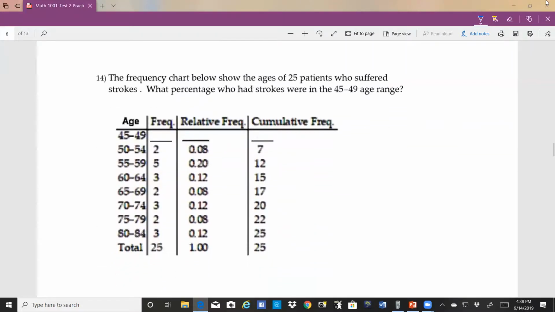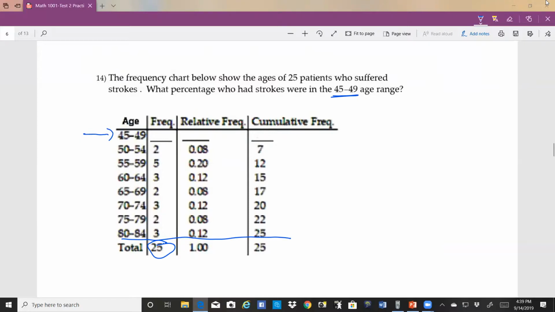Sometimes we'll be working with a frequency chart. The frequency chart shows the ages of 25 patients who suffered strokes. What percentage who had strokes were in the 45 to 49 age range? What we need to do is look at this frequency chart and fill in some information. One of the things it tells you is the total number of people in the age groups. And we need to address the ones in the 45 to 49 age group.